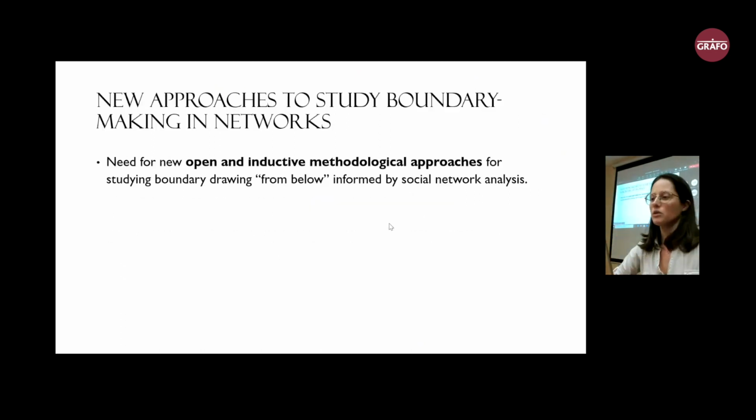If we take this framework into consideration, we see that there's a need for new methodological approaches to study individuals' cognitive perceptions in their acts of boundary drawing and the processes of categorization from below, informed by social network analysis. And we argue that such an approach should be open and inductive.